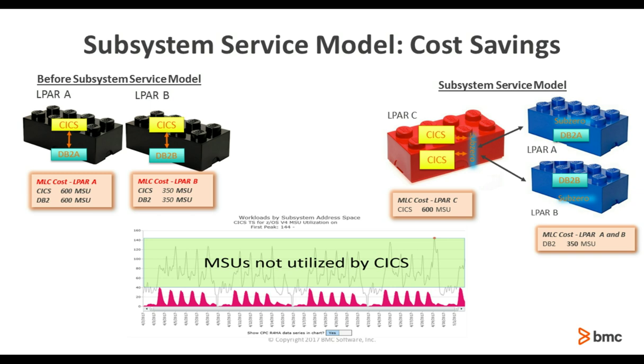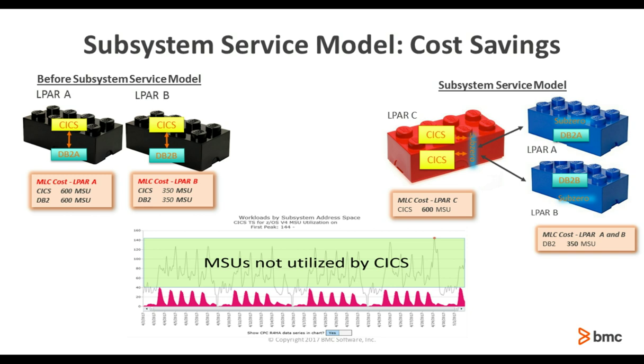Now, let's talk about cost savings. Here's our two LPARs again. This time, they're only running CICS and DB2. In this model, those two LPARs combined, their peak four-hour rolling average combined, would be how much you paid for CICS and DB2 when they calculate MLC cost. The graphic down below in red shows us what our CICS MSU utilization is for those two LPARs. And we can see that it's about 80% of what it is being charged at.